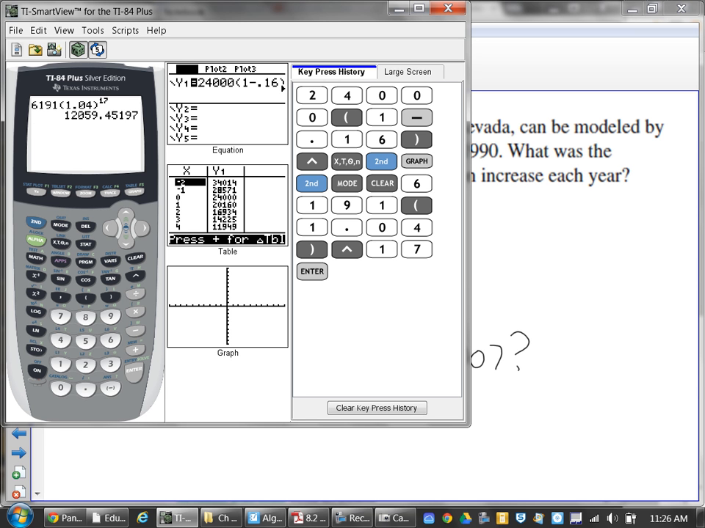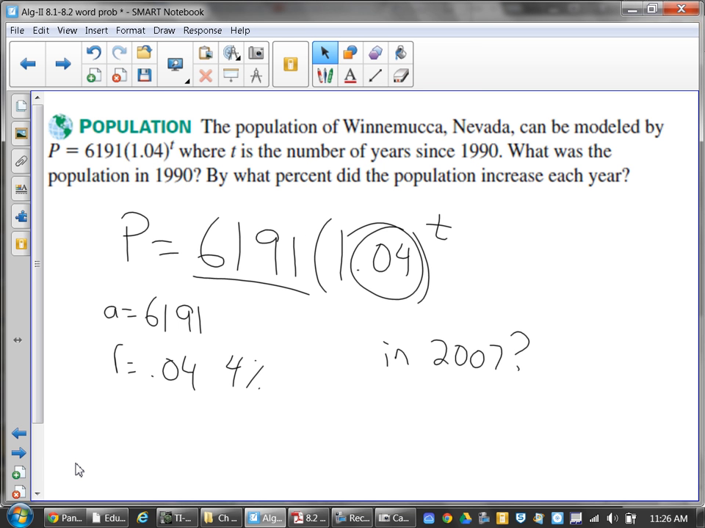Like I said, guys, these are very straightforward style problems. The biggest concern is that most people will screw up if they ask you what the rate is, what's the percent of increase. You'll say it's 0.04% instead of saying 4%.